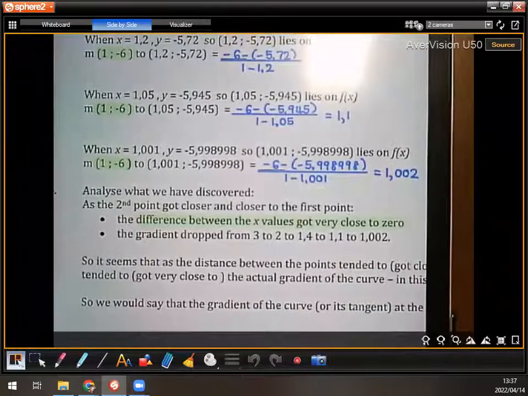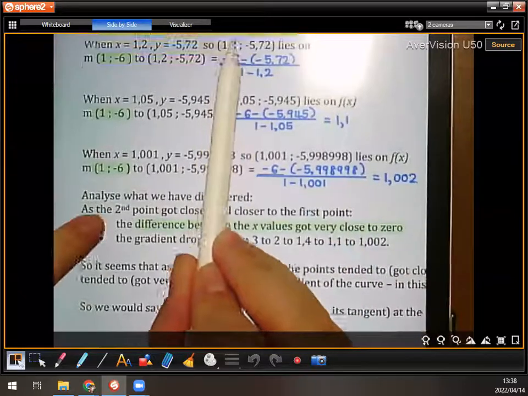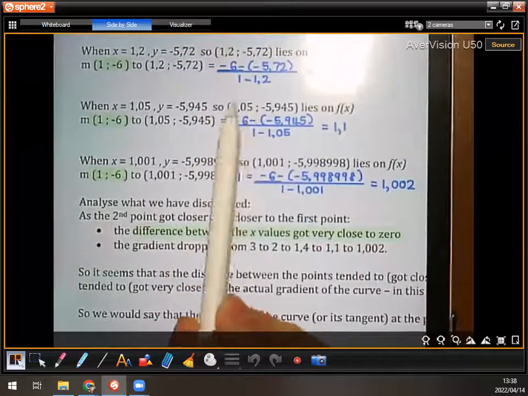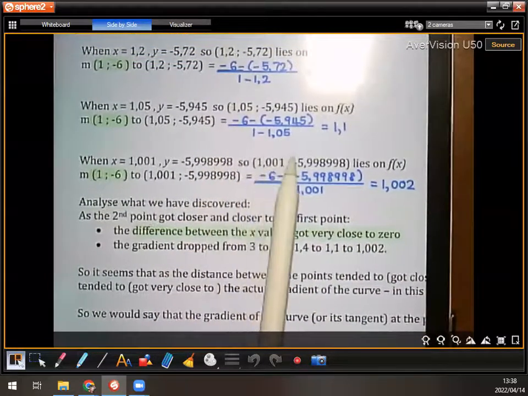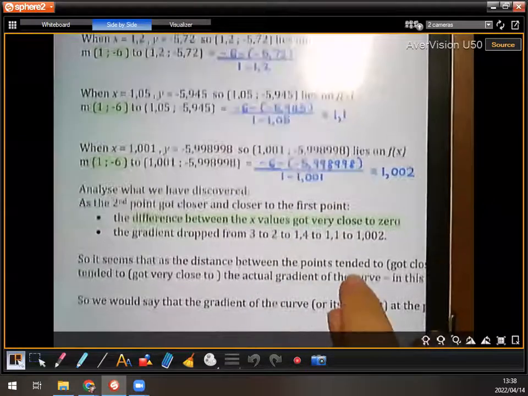Right? First, the difference between the x values was 1 unit. It was from 1 to 2. Then it was half a unit. It was from 1 to 1.5. Then it was 0.2. Then it was 0.05. Then it was 0.001. All right, so the distance between the 2 points, the distance between the x values, got very close to 0.